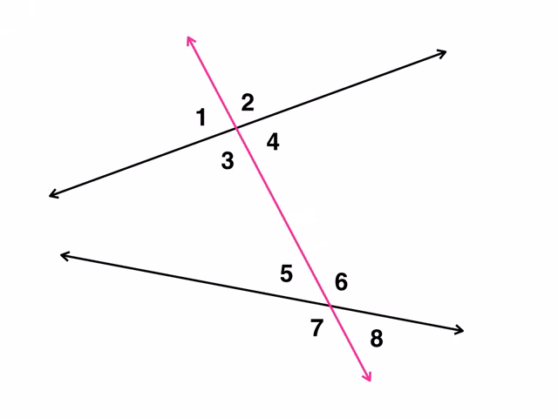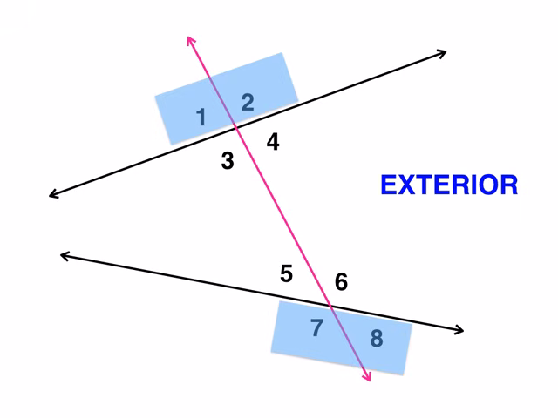Next word, exterior. Of these 8 angles, which ones do you think can be classified as exterior? Exterior means outside. So which angles are outside the two black lines? Nice! Angle 1, 2, 7, and 8 are all outside the two black lines. So they are exterior angles. Alright, now it's time to move on to our special angle pairs.